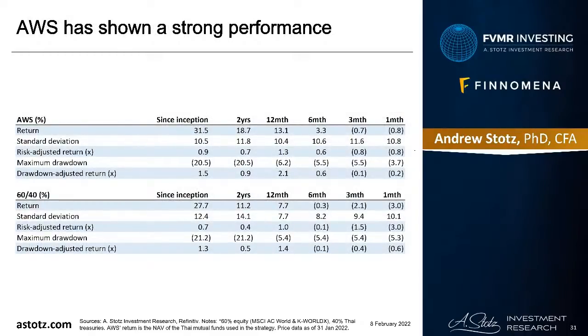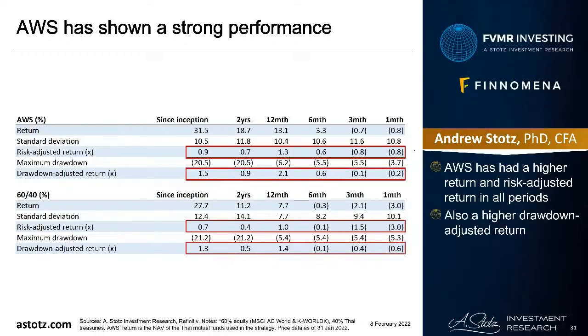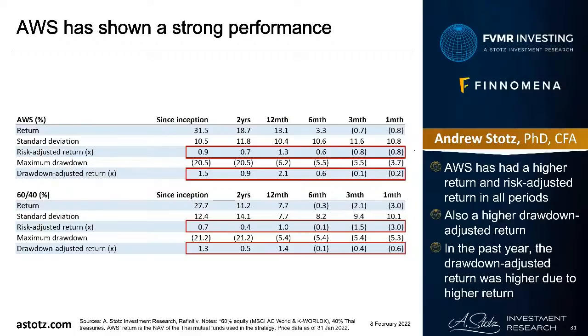AWS has shown strong performance, and it's had a risk-adjusted return that's been very strong, and also has a higher drawdown adjusted return, which I'm happy about. In the past year, the drawdown adjusted return was higher due to higher return.